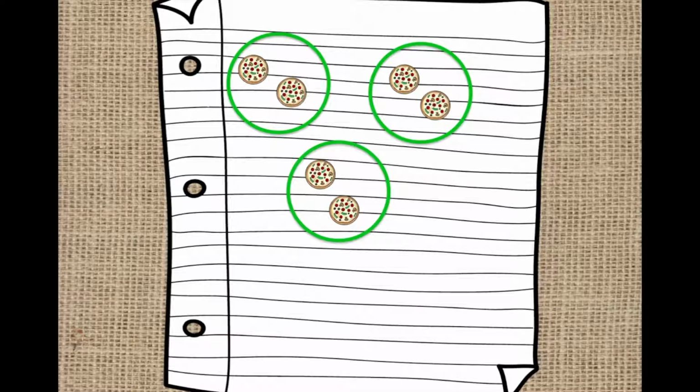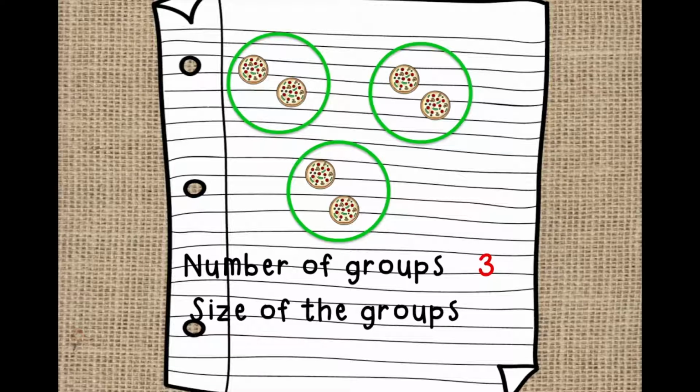So now we can easily label each number in our multiplication problem. The number of groups is 3. The size of the groups is 2. And the total is 6. 3 times 2 equals 6. We have 3 groups, so our 3 is the number of groups. 2 in each, so the size of the groups is 2, and the total is 6.